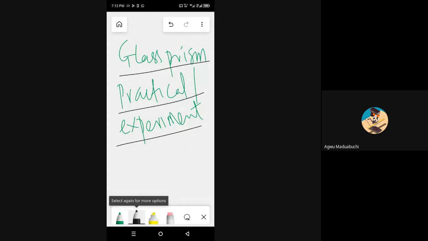Examples are radio wave and light wave. Yes, very good. Light waves, radio waves, all electromagnetic waves are transverse waves. So what are longitudinal waves? They are waves which travel in a direction parallel to the vibration producing them. Exactly.